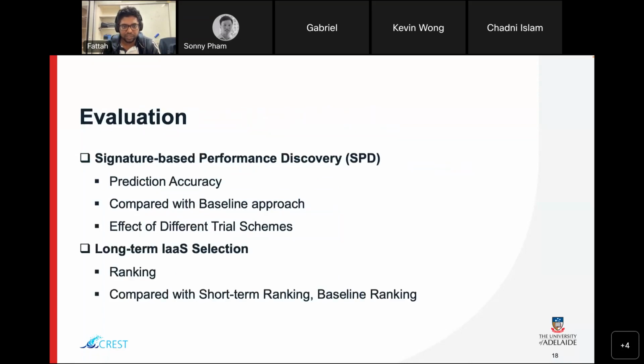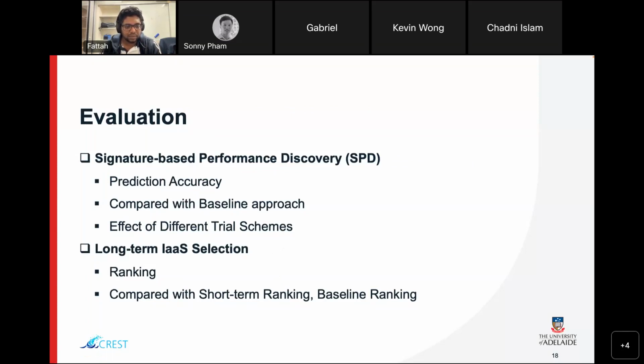So finally, we evaluated our proposed approach based on 2 aspects. Number one is the signature-based performance discovery. That means using the signature, how accurately we are able to discover the actual performance. So we measure the prediction accuracy, we compare with the baseline approach, and we also try to look at different trial schemes. The significance-based trial scheme. What are the effects?